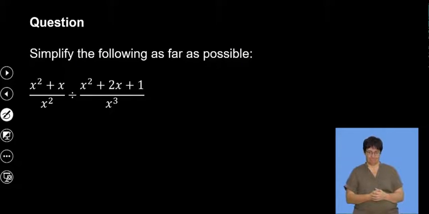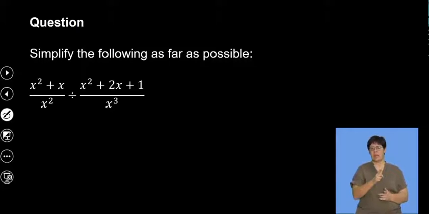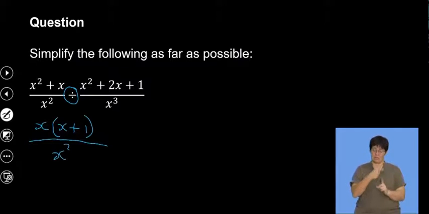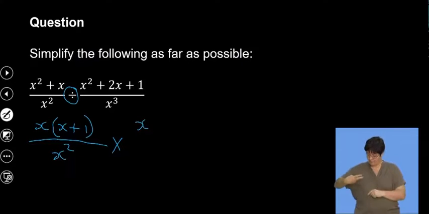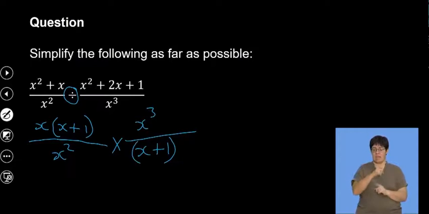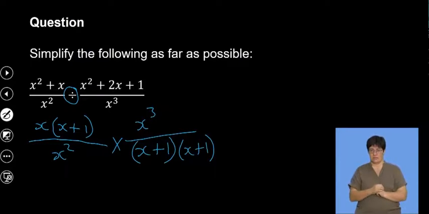Now, let's look at when we are dividing. When we are dividing, remember I said tip and times. So this will be x into x plus 1. Already I'm factorizing. This is x squared, then it will be multiplied by x cubed over, and here I can factorize this as well: x plus 1 into x plus 1. Then you work it out, right?